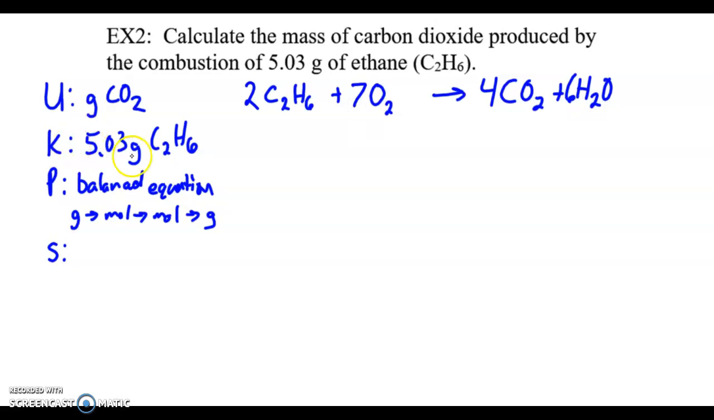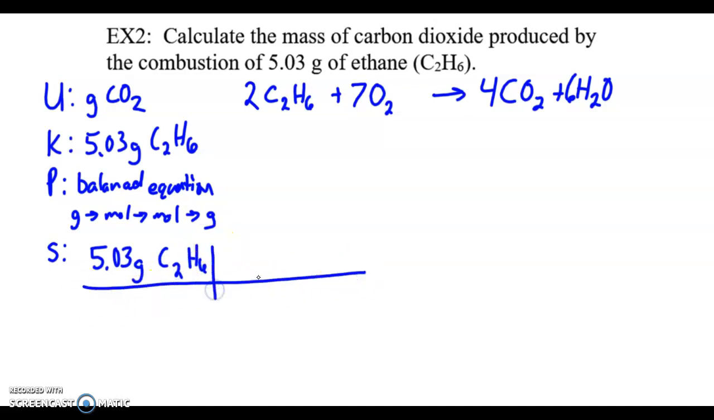Okay, you always start with the known on these problems, just like in the mole unit, and when we initially learned dimensional analysis. So we'll start out with 5.03 grams of C2H6. Then we're going to convert our grams to moles. So 1 mole, use molar mass to do that, C2H6. And let's add up the molar mass of C2H6 using our reference table.